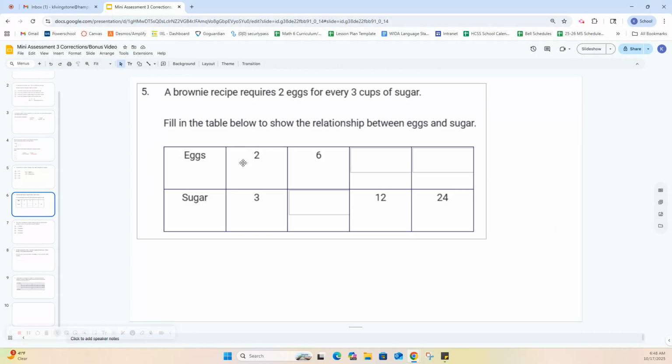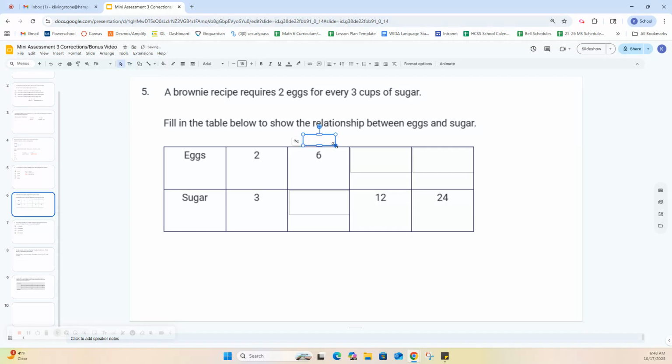A brownie recipe requires 2 eggs for every 3 cups of sugar. Fill in the table below to show the relationship between the eggs and the sugar. All right, let's look at each column here. To go from 2 eggs to 6 eggs, this column needs to be times 3, because to go from 2 eggs to 6 eggs, we need to do times 3.